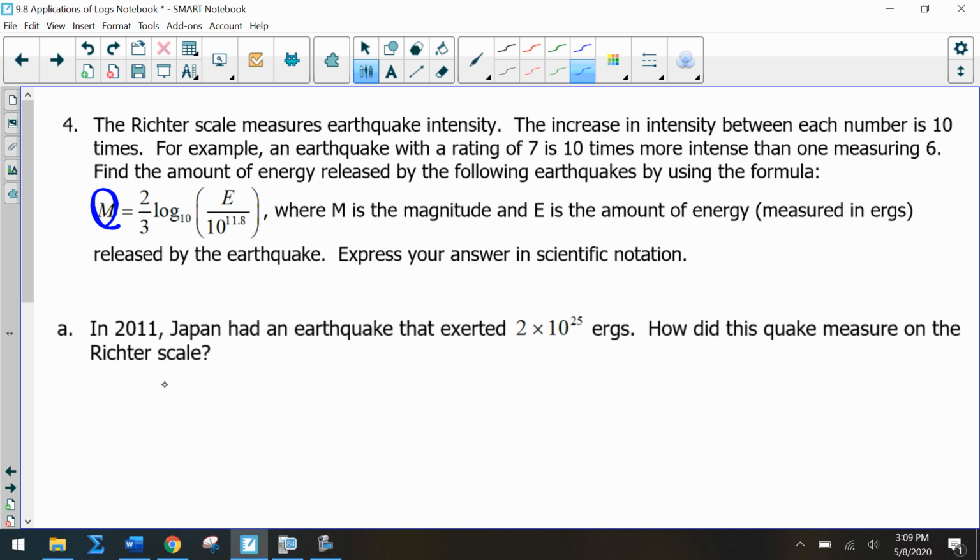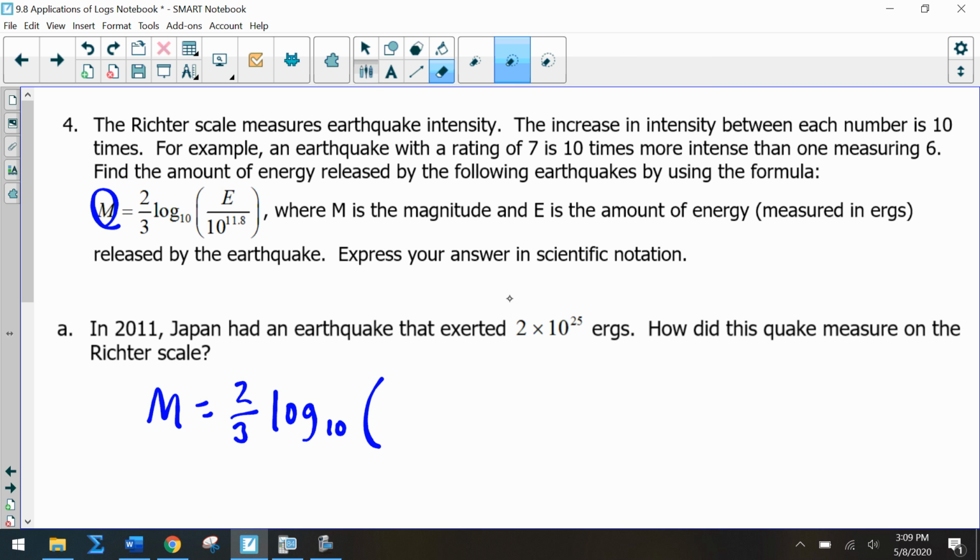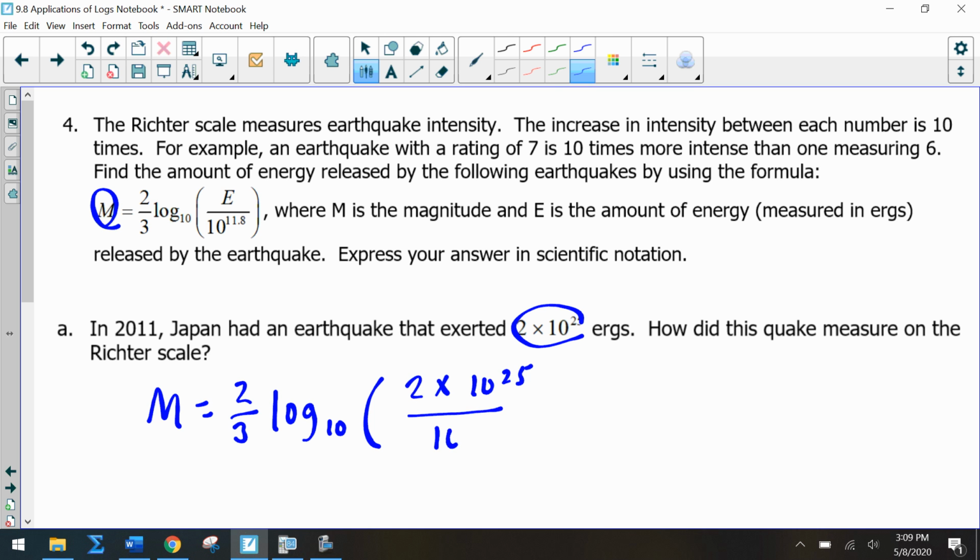So what we have to do is look at log base 10 of E. So the E is the energy exerted. So that's going to be this: 2 times 10 to the 25th over 10 to the 11.8. Okay, so we're going to plug that into our calculator to see how that will look.